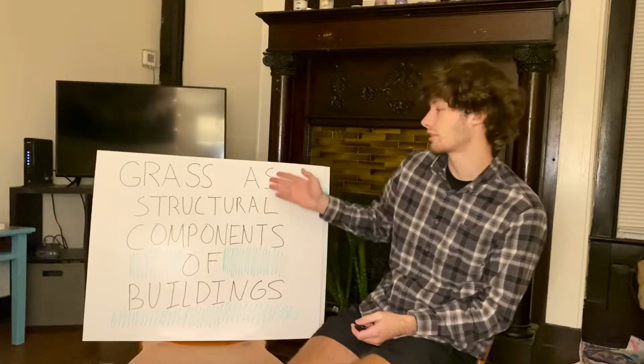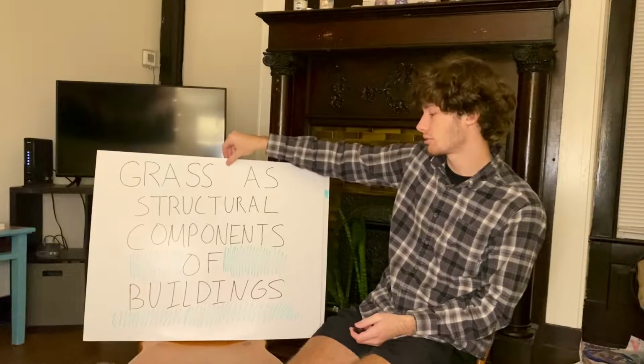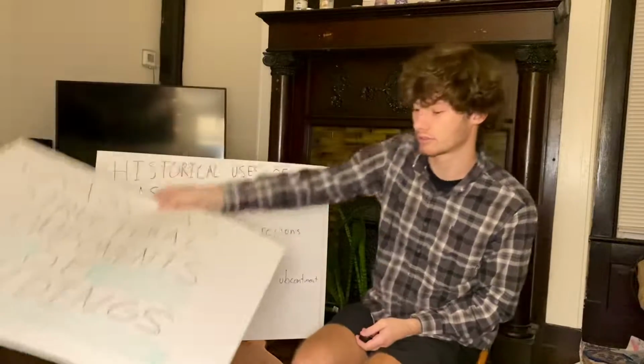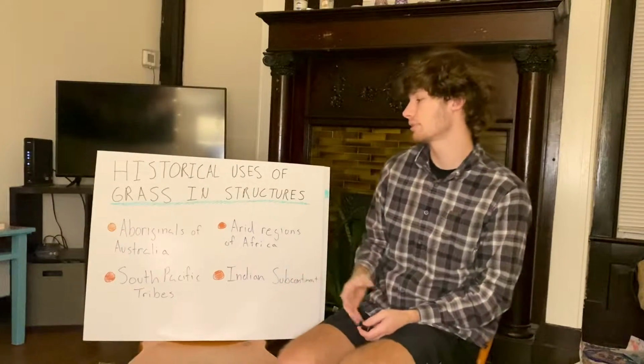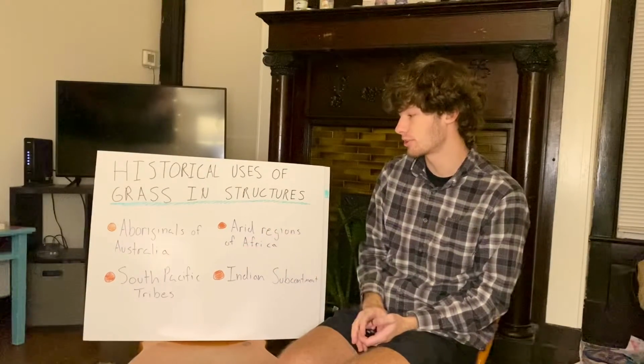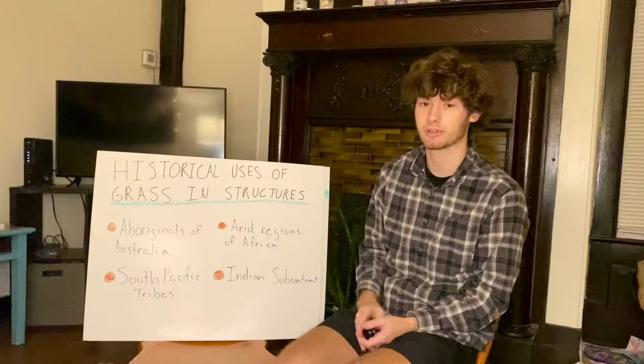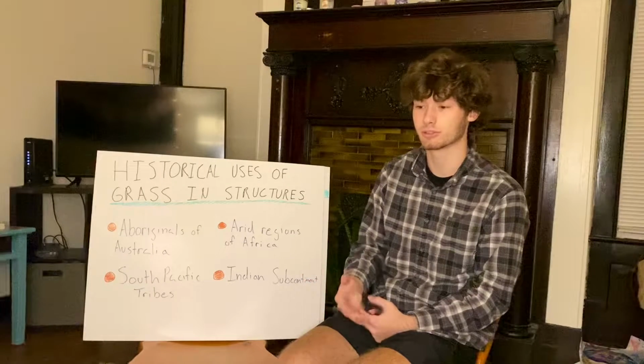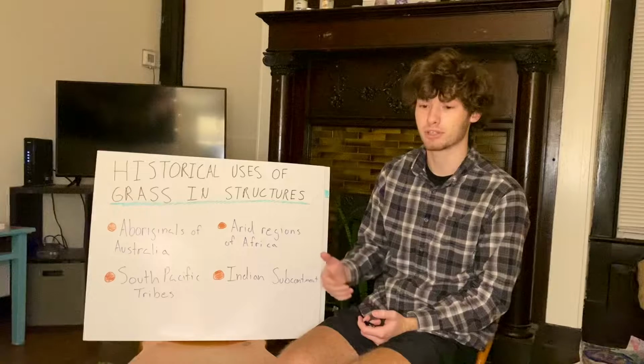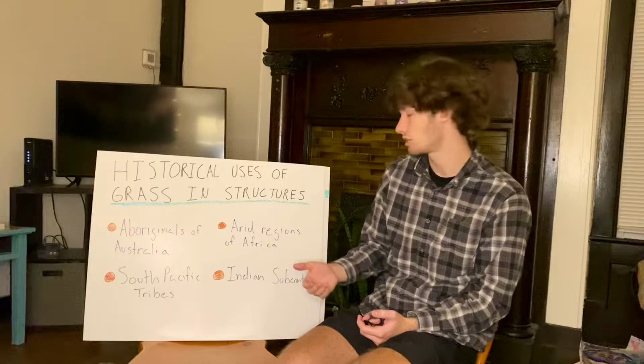Today I'm going to be talking about grass as a structural component of buildings. To begin with, we have the basic Aboriginals of Australia, where they began their process by using spinifex as a makeshift form of thatch.